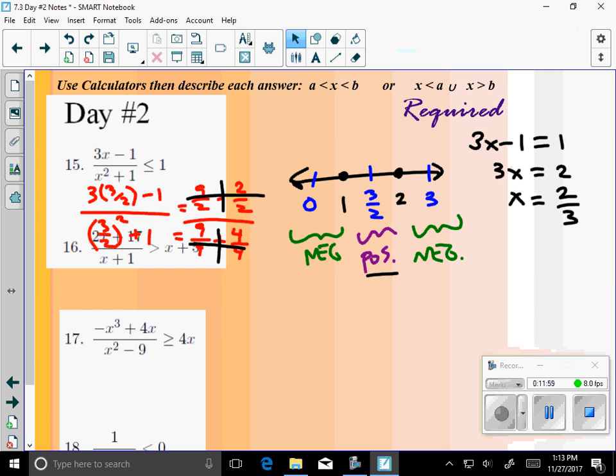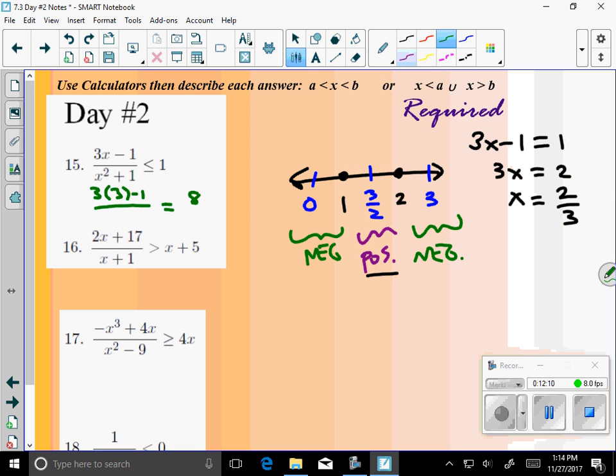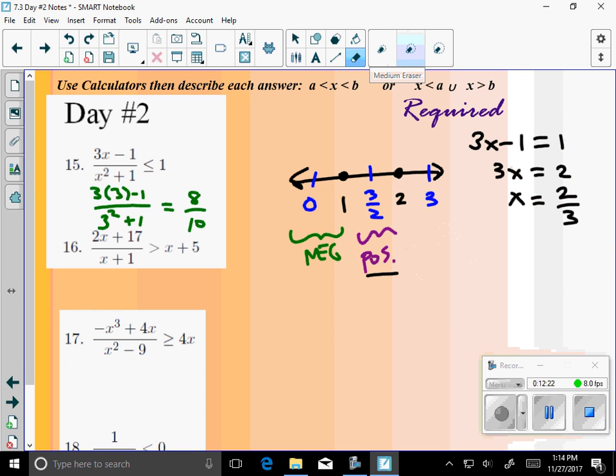How about the third one? Let's plug in 3. Let's see what happens. So I'm going to plug in a 3. So I get 3 times 3 minus 1. That'll be 8. And 3 squared plus 1, which will be 10. Ooh, that's a positive. So it was good that I tested this, because it looks like I get positive here too. So let's write out an interval for this. Where would this function be less than or equal to 1? Well, it's equal here.